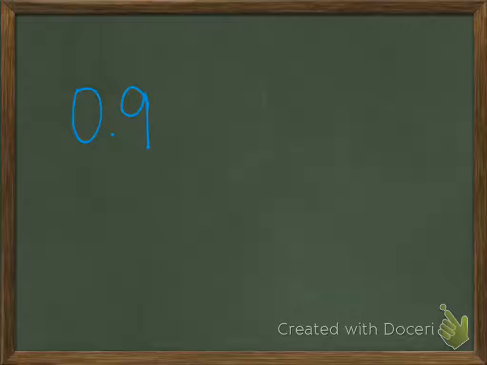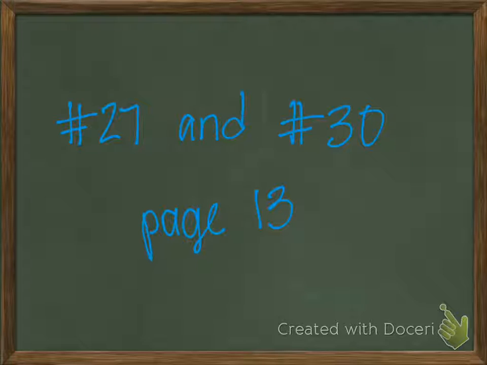So my question for you as a class, which you'll talk to your table partners about, is 0.9, which is 9/10, is that the same as 9/100? Why or why not? Go ahead and talk about that, and we'll discuss as a class. And then we can do this together as a class, and I will see you tomorrow.